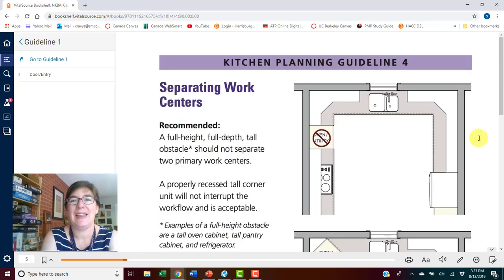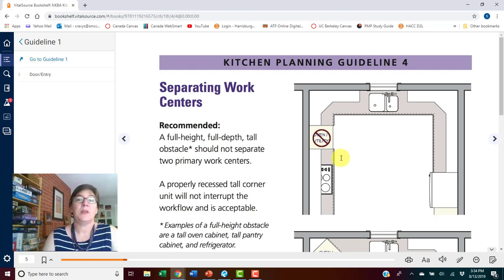Here we have kitchen planning guideline number 4, separating work centers. So remember our three work centers. We have the sink work center, the cooking work center, and the refrigeration work center. They are connected by counters. These ones are connected right here. And so the guideline here is that you should not put a full height, full depth, tall obstacle in between two work centers right here. So as someone is moving and working between these two, this blocks the natural flow of their work.